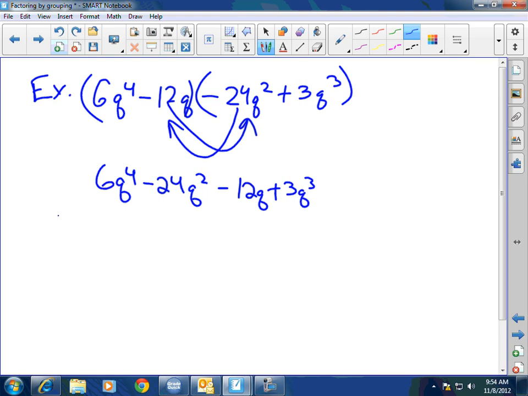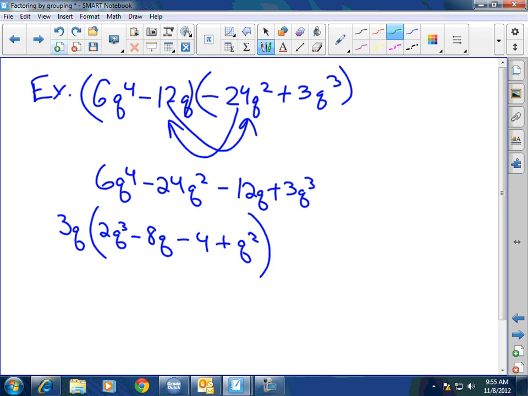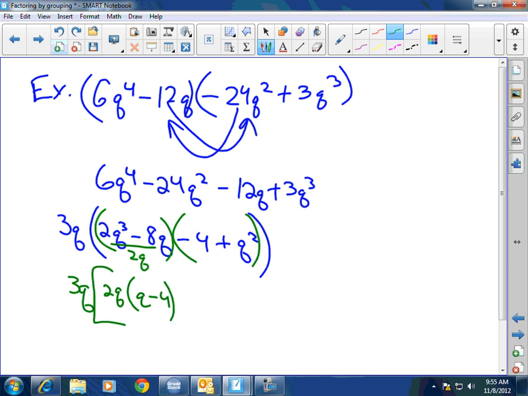Let's still factor out a 3q. So I'm going to have 2q cubed minus 8q minus 4q minus 4, plus q squared. Let's go ahead now and group these suckers. I'm going to take out of here a 2q. So I have 3q, and then I have 2q, and then I got q minus 4. And then from here, I take out q squared.